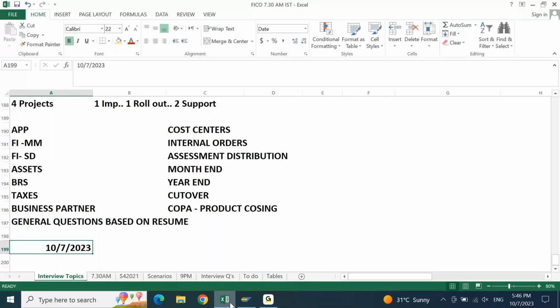Whenever you are talking about cost, cost is not including or not inclusive of profit. On the other side, whenever you are talking about price, price is inclusive of profit.